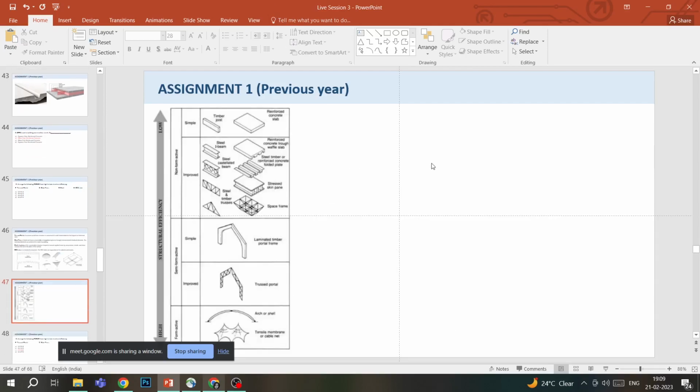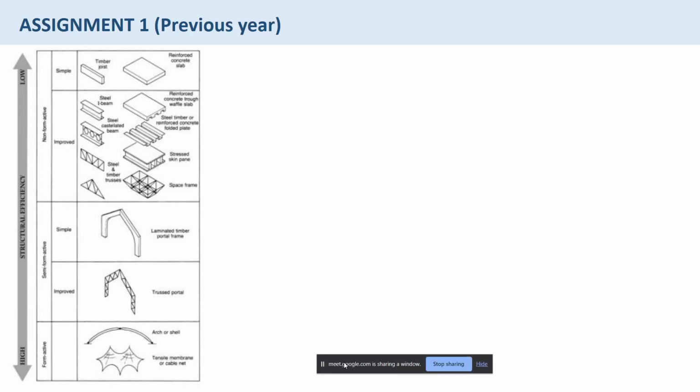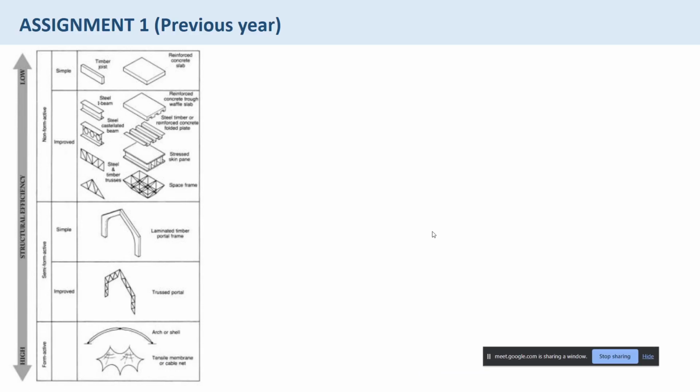So now this is the image that was actually given in your NPTEL lecture. I have borrowed it from there. I have made it full screen so that you can see it properly. This diagram shows the structural efficiency from high to low. So high is form active, then semi-form active, then non-form active. We have already discussed what kind of structural elements are covered in form active, semi-form active and non-form active.